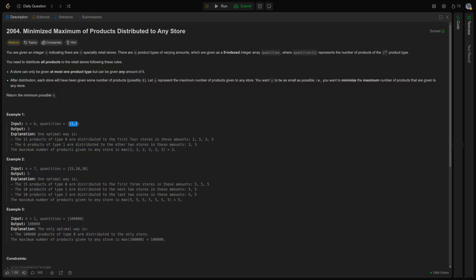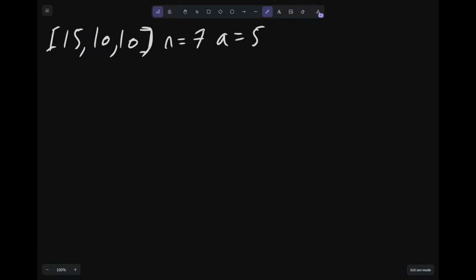So now that we went over that, I'm just going to take a look at the drawing explanation. Okay, so this is going to be the drawing explanation of this. I wrote down, from the second example, 15, 10, that was our input array, and the number of stores we had here was 7. And the answer that we're going to be expecting would be 5.